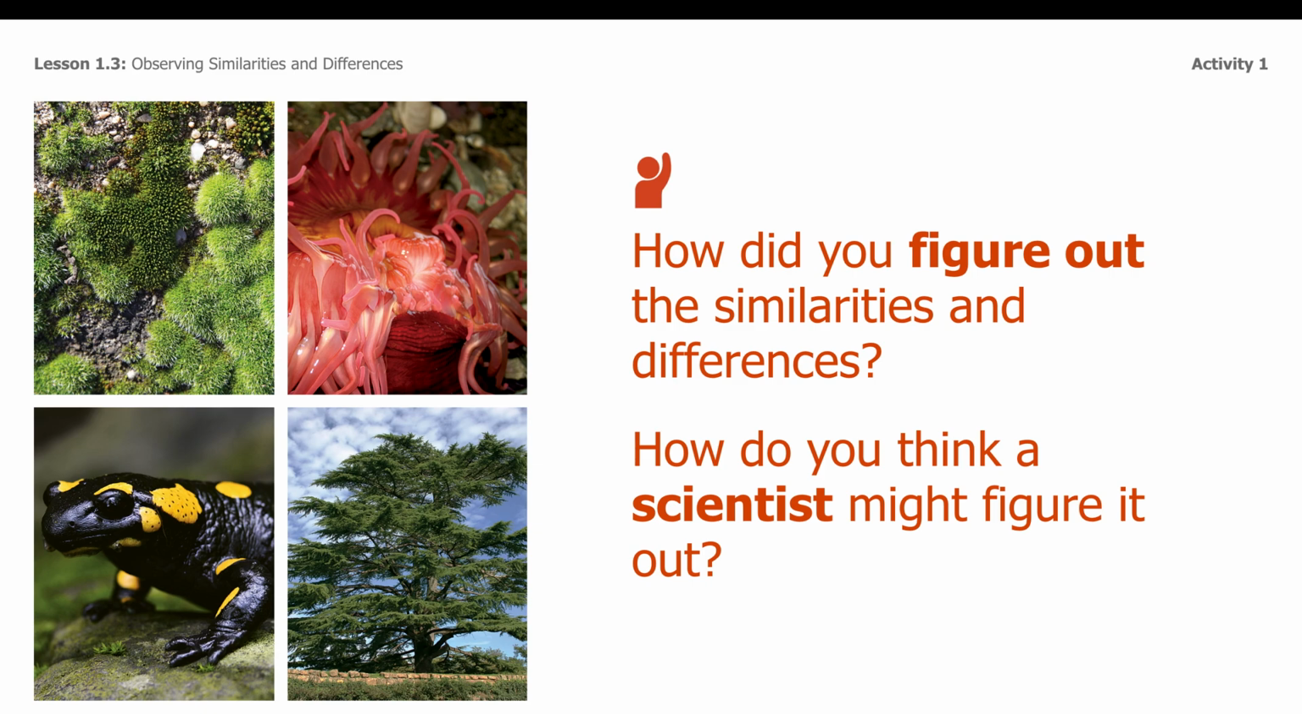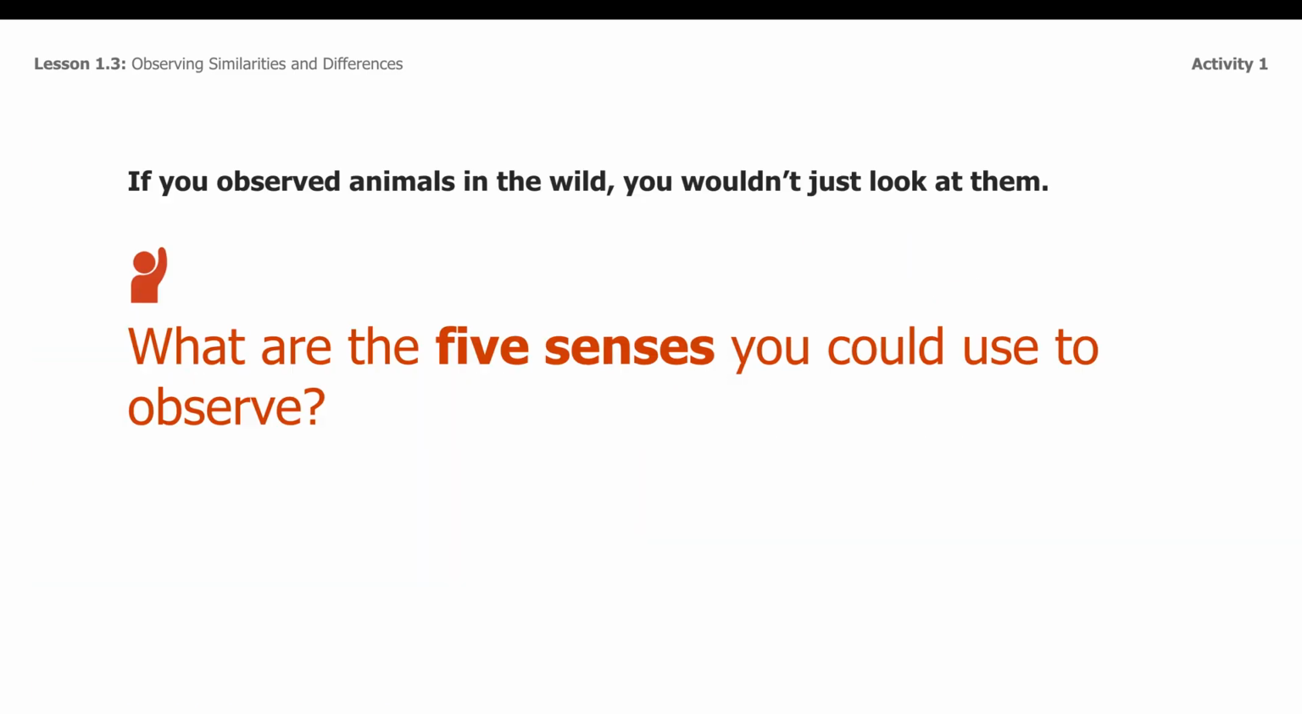So think about how you figured out the similarities and differences. How do you think a scientist might figure that out? What kind of tools might they use and what might they do? So if you observed animals in the wild, you wouldn't just look at them. What are the five senses you could use to observe? Think about whether you could remember the five senses. And you could pause the video right now.